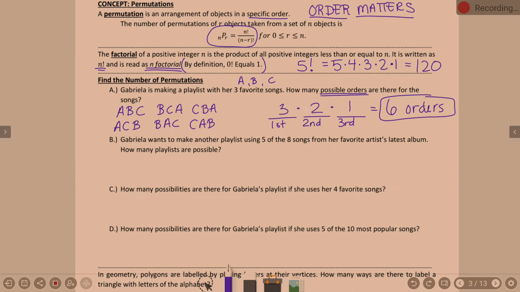With permutations, and on the next one I'll also throw in the formula up there, as long as it's not too complicated of a problem, you don't necessarily have to use the formula. You can use this idea right here of just setting up the blanks. How many blanks do I need? How many choices? Or we can talk formula.